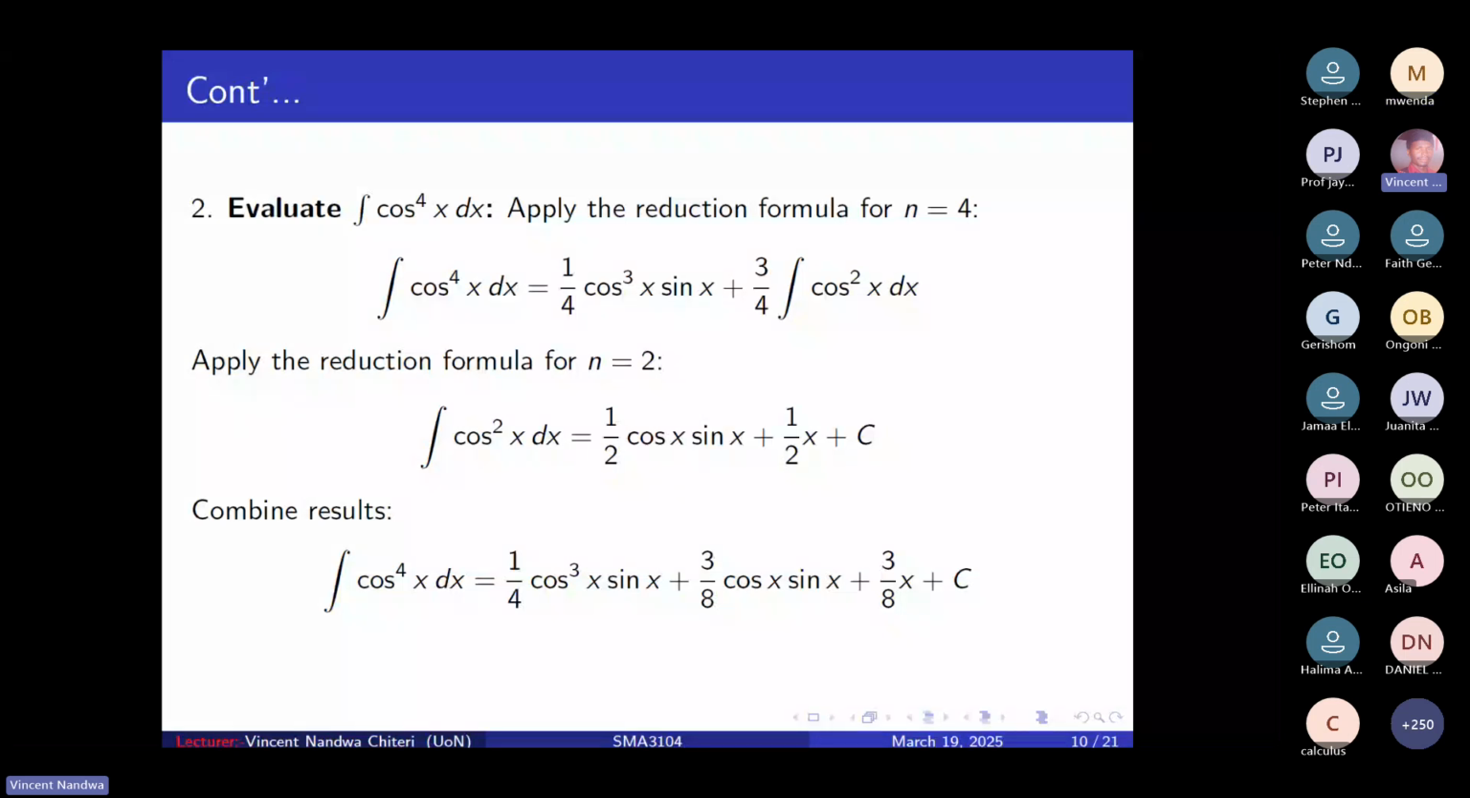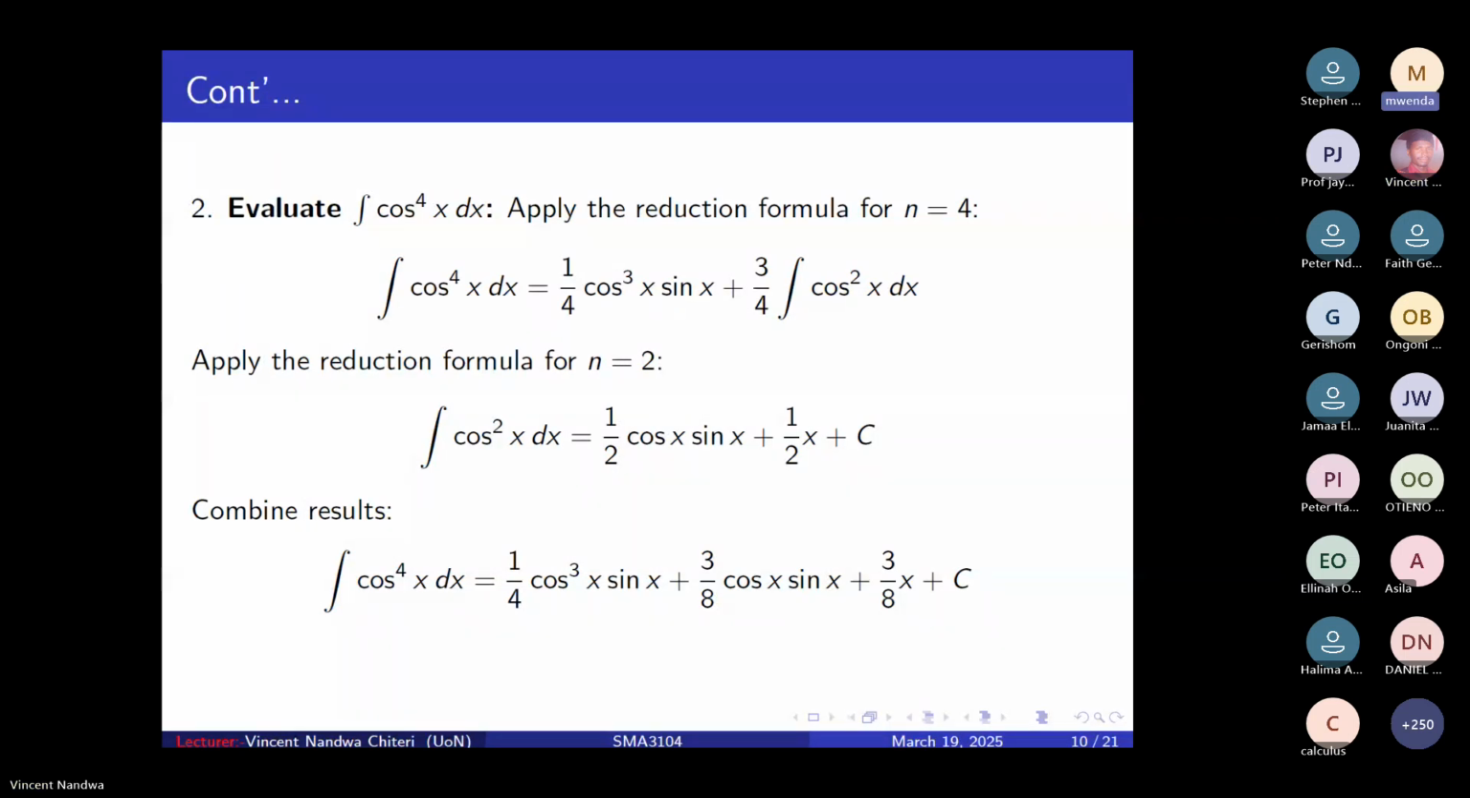But for the even powers, there's some extra work. The first thing you have to do is transform the integrand purely in terms of either cosine or sine. Number two, once you have done that, you apply the reduction formula step by step. Then once you have the answers, you bring things together to get the final answer. But for the odd power, if any of the powers on sine or cosine is odd, then things are very direct.